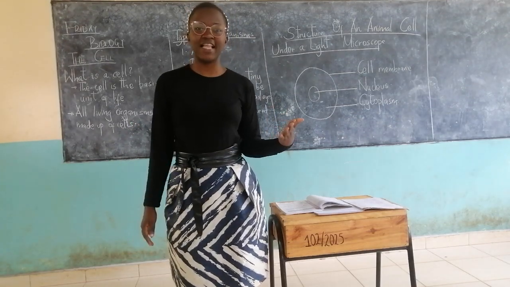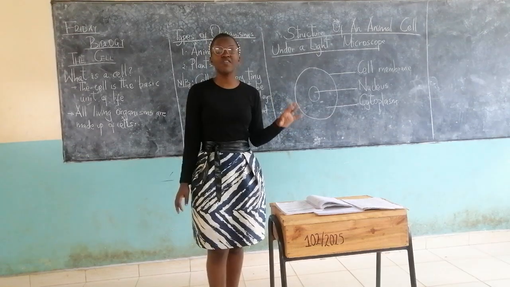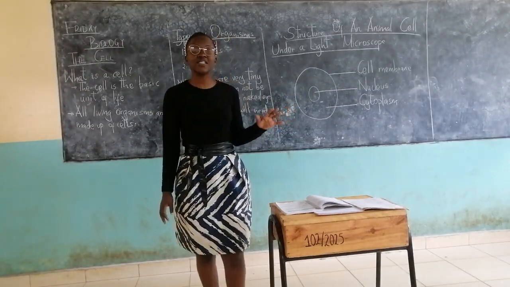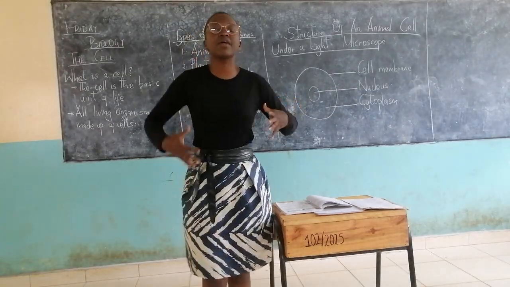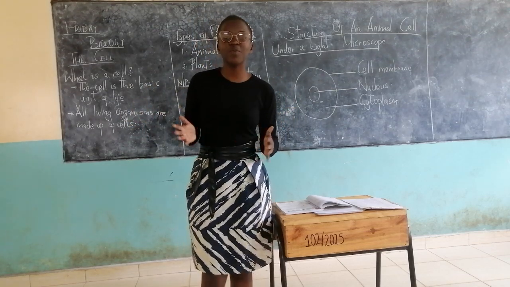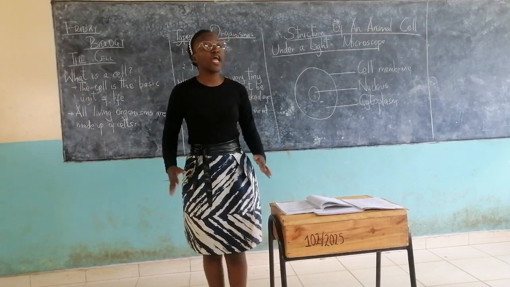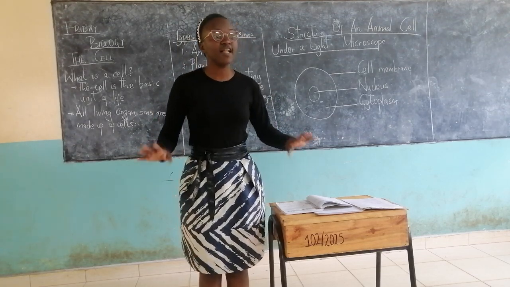Now, what is a cell? A cell is the basic unit of life. As the basic unit of life, it makes up the structure of an organism and how it looks. Therefore, we're saying a cell is the basic, structural, and functional unit of life.